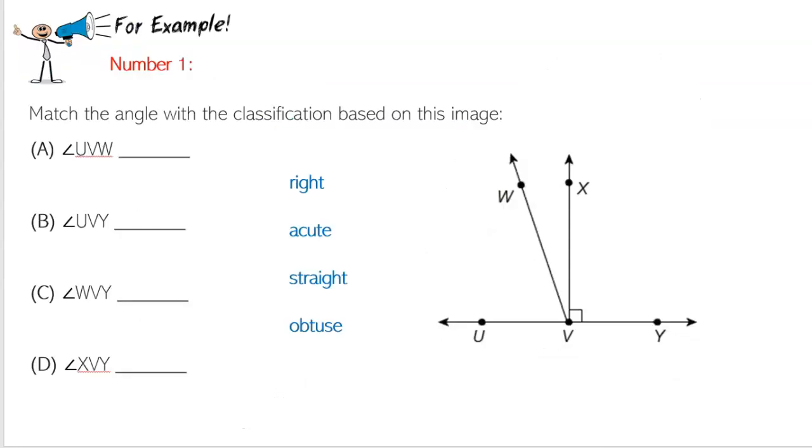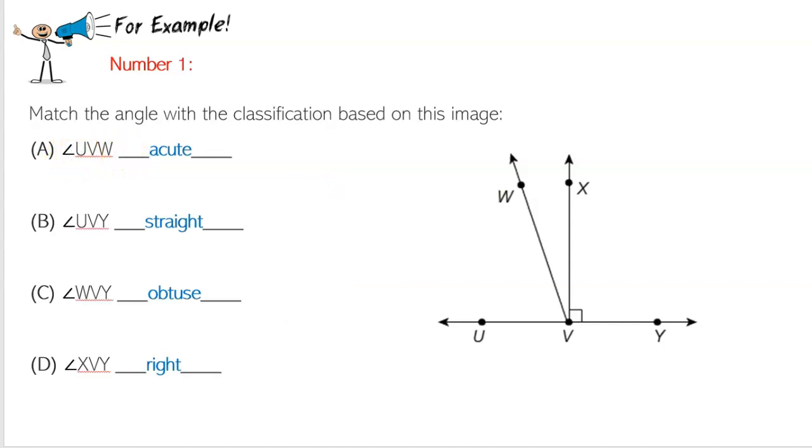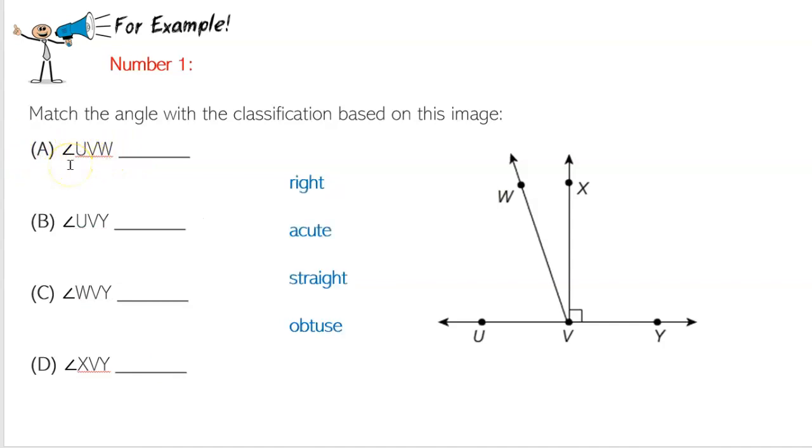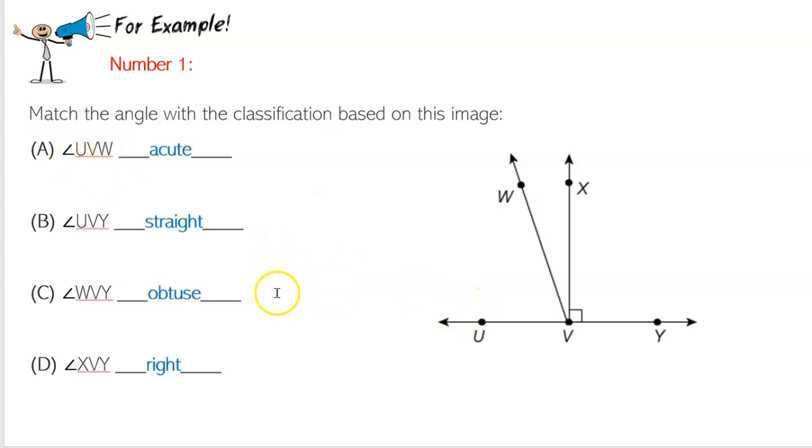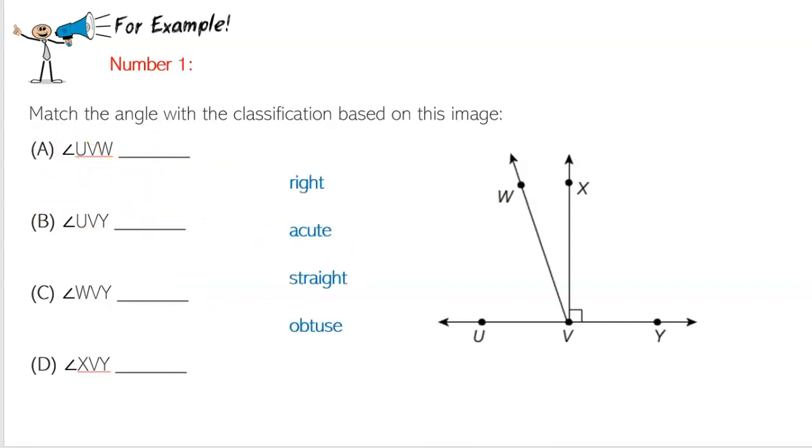Number 1, it says match the angle with the classification based on this image. So you're going to go through these angles, and you can look at them as UVW. So this is angle UVW, and you're just going to trace from U to V to W, and you're going to see this angle right here, and I can see that that is an acute angle. So you're going to go ahead and match the acute angle with the angle that you see in A. And you're going to do this with all of these angles.